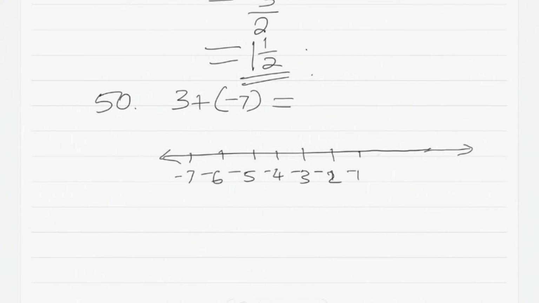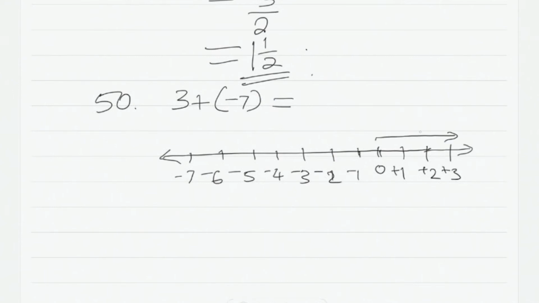This is -7, -6, -5, -4, -3, -2, -1, 0, +1, +2, +3.